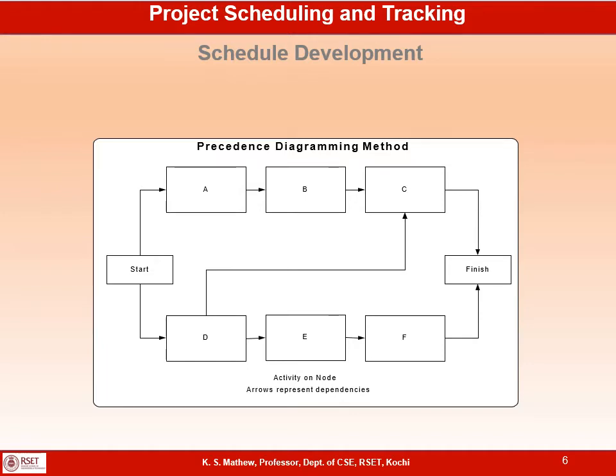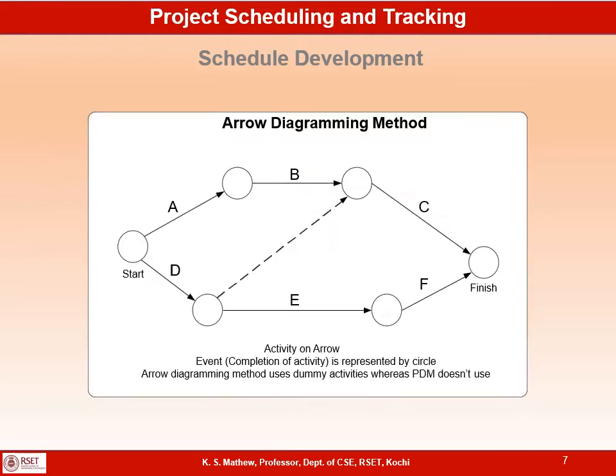So activity C depends on B and D, which is represented by connecting arrows from B to C and D to C. So that is how the relationship between activities is shown in PDM. Activity F depends on E, which is represented using the arrows connecting E and F. When you complete all the activities A, B, C, D, E, and F, and when you complete activity C and F, the project is completed. So that's how the PDM network diagram looks. This way we represent, identify, and document the logical relationship between various activities.